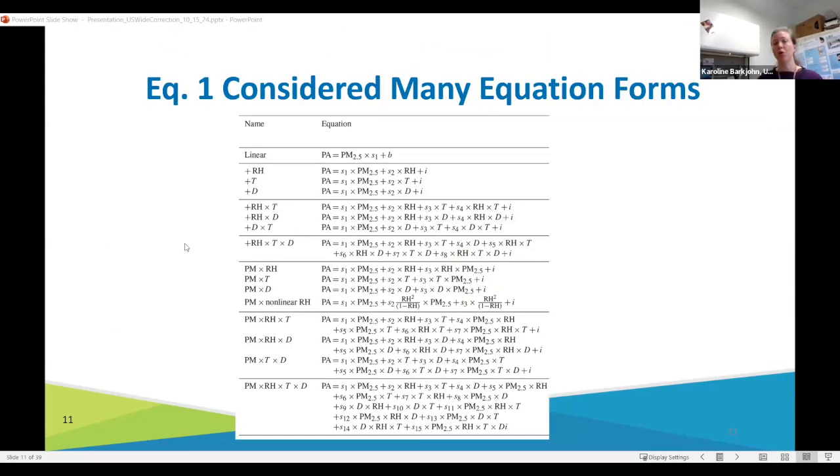And so we considered a whole bunch of different equation forms in order to correct this data. Everything from a really basic linear fit, and we also considered different parameters that could impact sensor performance. So relative humidity, temperature, and dew point, and all the different combinations of those terms, getting into more and more complex equations.